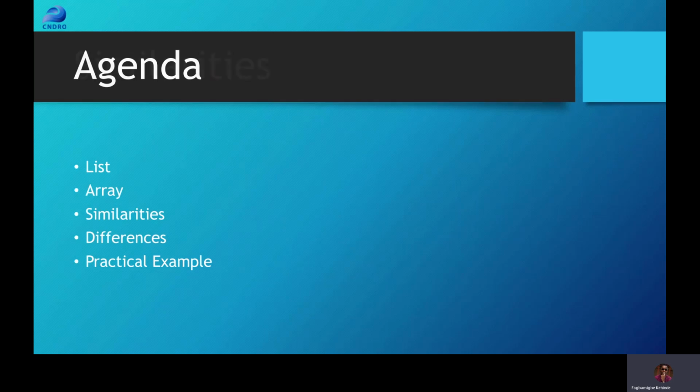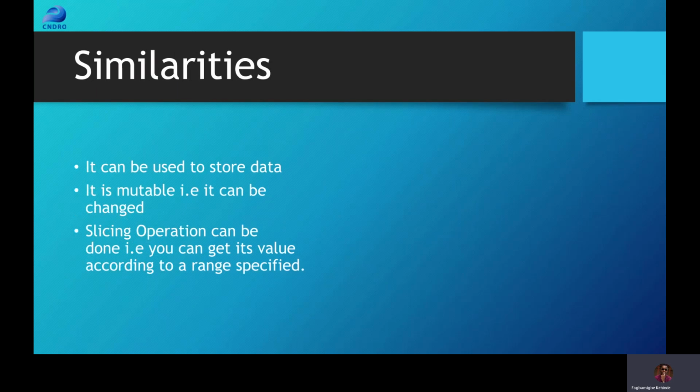Similarities between a list and an array: both can be used to store data, and both are mutable. By mutable, I mean the elements of an array or a list can be changed, right? And of course, the slicing operation can be done on both list and array. So you can actually get the value of the element, probably like a range in the list or an array.